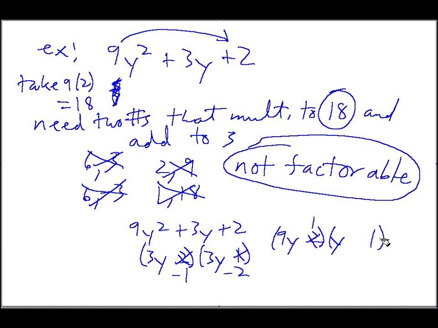Even if I switch it around, 1 here and 2 here. So again, I get what? 1y here in the middle, and 18y out here, right? 9y times 2, 18y. 18 and 1 again, not going to work. I cannot get 3y in the middle from this combination. So therefore, again, I've exhausted my combinations. So therefore, again, this is not factorable.